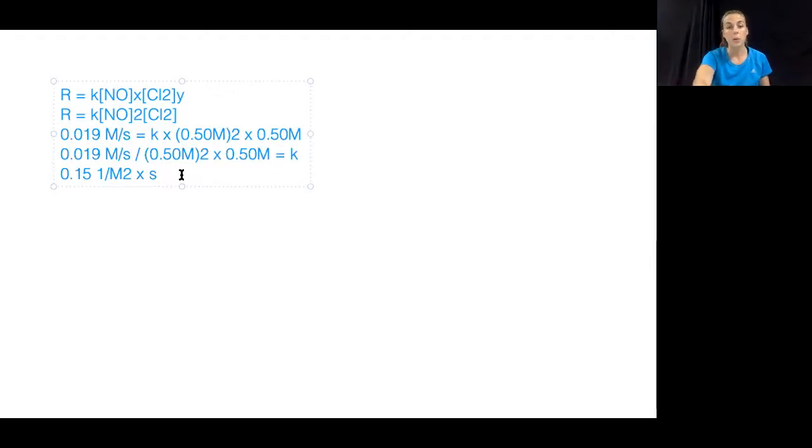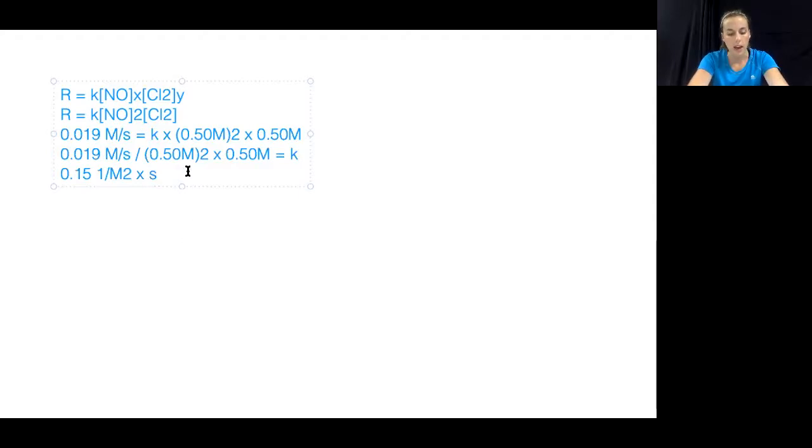Oh, they did want to point out here that the units for K, the rate constant, can vary depending on the exponents of the rate equation. Like we had before, 1 over M times s, this time it's 1 over M squared times s. So it can change based on the equation that you're doing. It's going to be based on the exponents that are used.